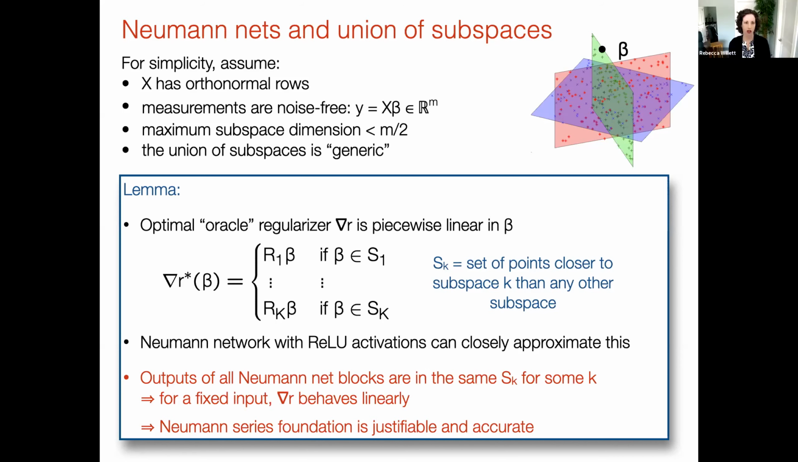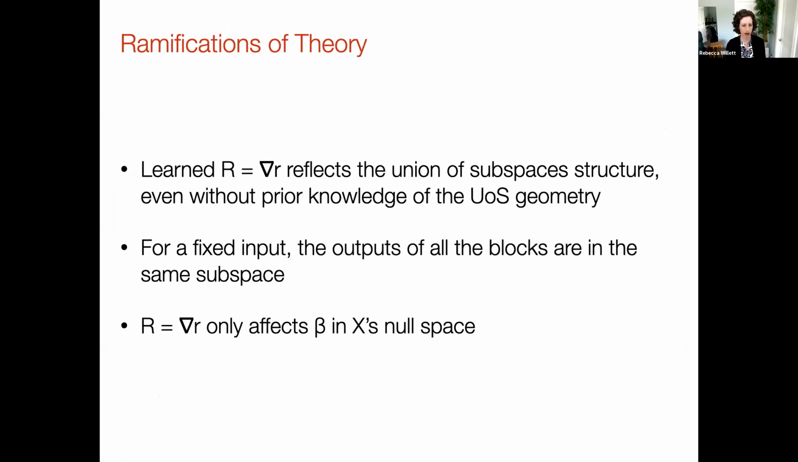So there are three key ramifications of the theory. First of all, the learned regularizer gradient reflects that union of subspaces structure, even without us somehow having prior knowledge of the union of subspaces geometry existing. Second, for a fixed input, the outputs of all the blocks are in the same subspace. And finally, the gradient of the regularizer is only going to affect our image beta in the null space of the forward model X.